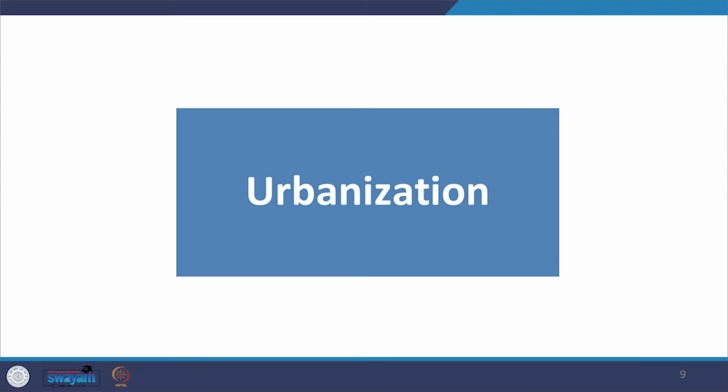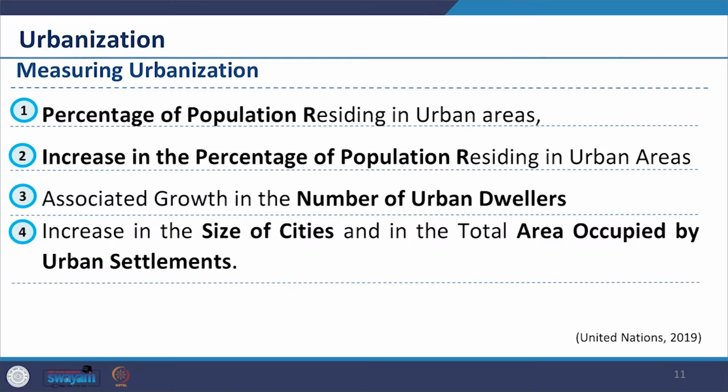In the previous lecture, we looked at varied definitions of urban areas from different countries. Now, let us try to understand the term urbanization and how we measure it when we review the process. According to the document of the Department of Social Affairs of the United Nations, published in 2019, we determine the degree or level of urbanization by taking the percentage of population residing in urban areas. Urban areas are defined according to the criteria used by the national governments for distinguishing between urban and rural areas, as we had already seen in the previous class.